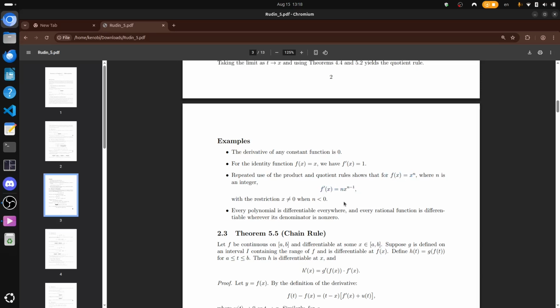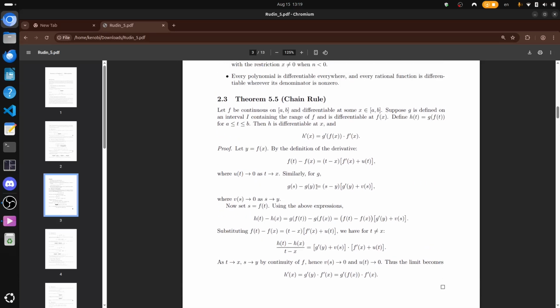Now we have the chain rule, as you've seen it in calculus. We want to prove it. It has a really similar strategy to this. We want to find differences and combine them together. So we want to show that h prime of x is equal to g prime of f of x times f prime of x, whenever h of t is equal to g of f of t. And the way we do this, y equals f of x, and f of t minus f of x is equal to t minus x times f prime of x plus u of t. What that means, basically, is you divide both sides by t minus x.